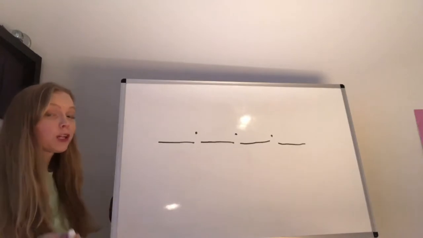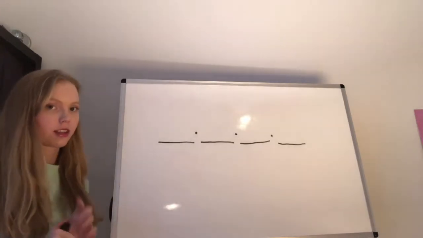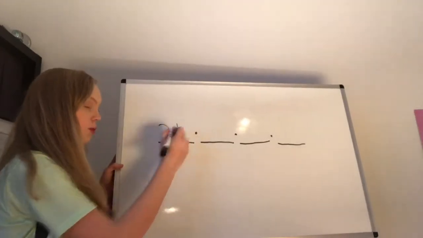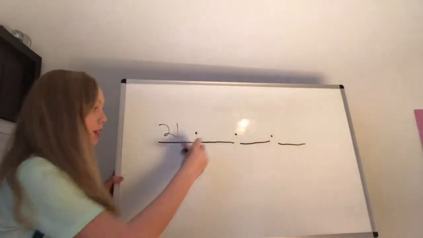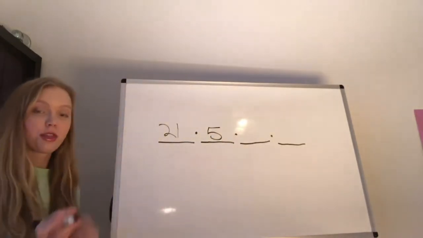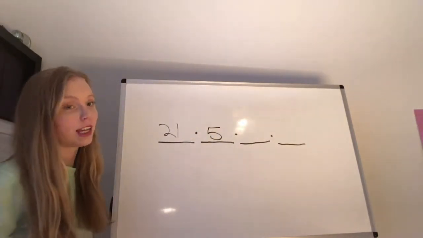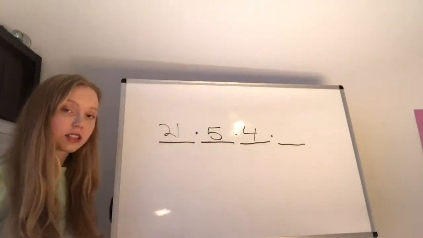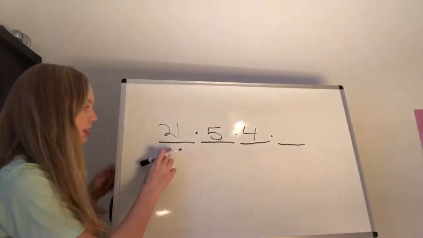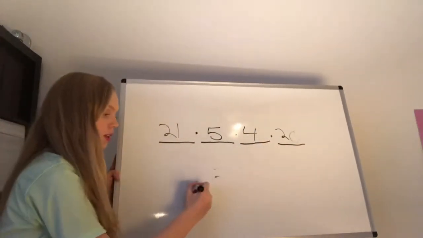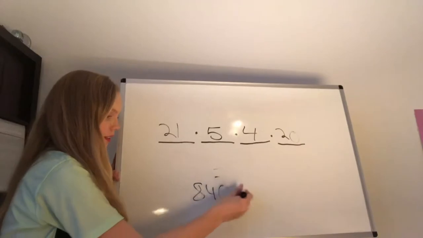So the first letter in the 4 letters can be any consonant. So we're going to have 21. The second letter can be any vowel, so times 5. The third letter can be any vowel except this one, so 4. And the last letter can be any consonant except this one, so 20. And this ends up equaling 8,400.